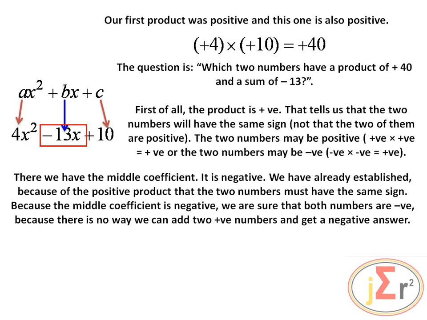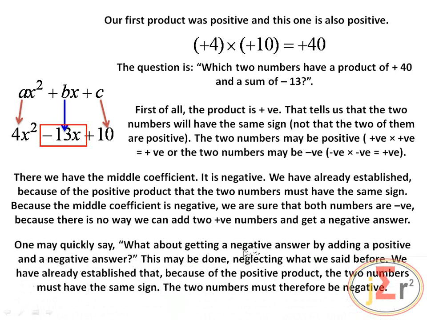So we know that the two numbers have the same sign because the product is positive. So they will be both positive or they will be both negative. If they are both positive, they cannot add to give a negative answer. So we have to conclude that they are both negative.